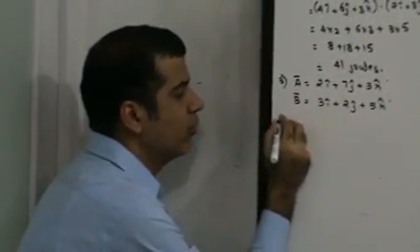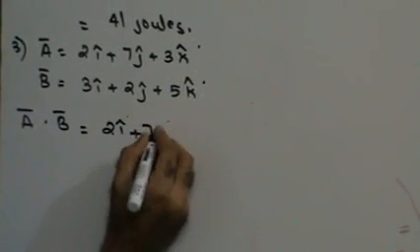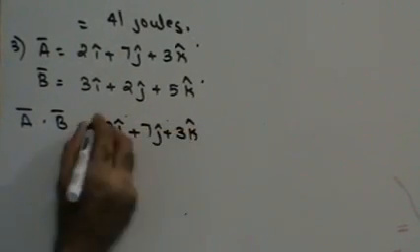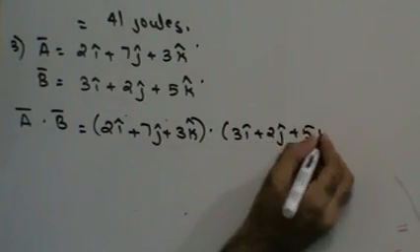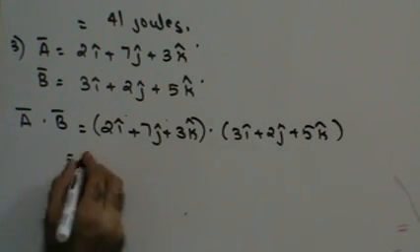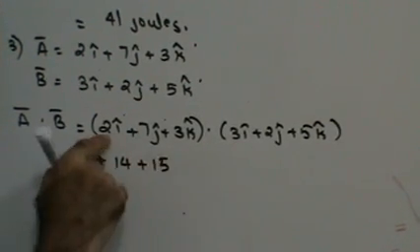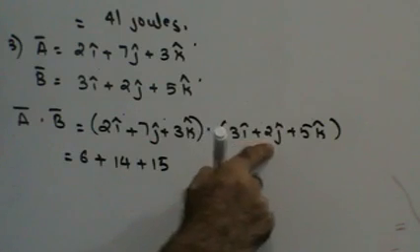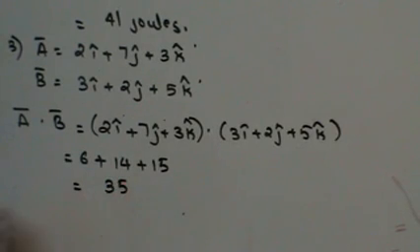Now the first thing that you have to do is find out A dot B. Why? I'll tell you a little later, just see this first. A dot B will be 2i plus 7j plus 3k dot 3i plus 2j plus 5k. Dot product. How do you do dot product? You multiply only the magnitudes in the similar direction. So 2 into 3 is 6, 7 into 2 is 14, 3 into 5 is 15. So this is going to be 35.